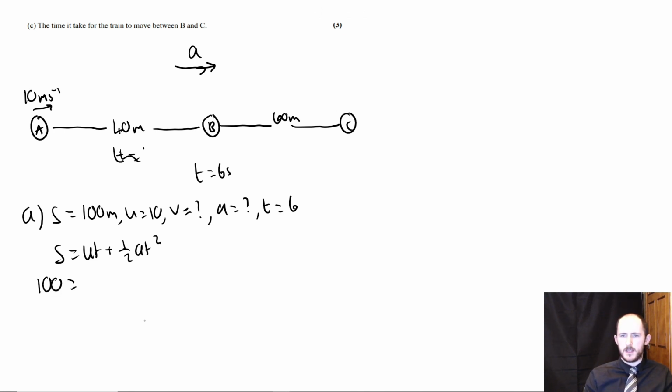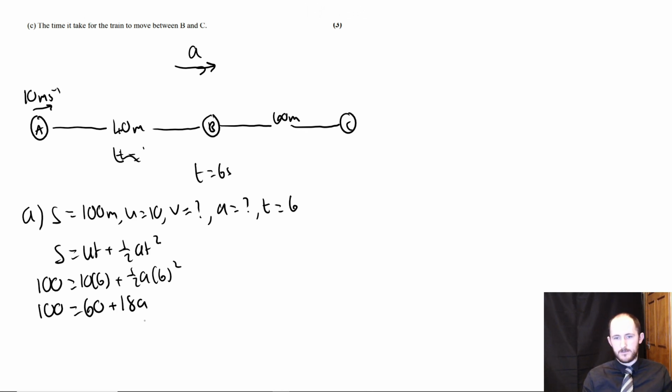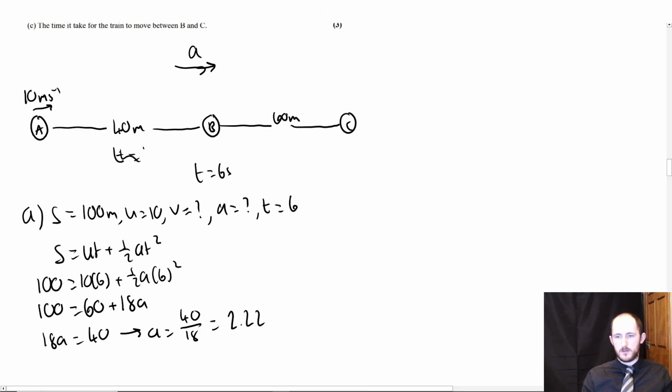So 100 equals 10 times 6 plus half a times 6 squared. So 100 equals 60 plus 18a. So 18a equals 40, which means a is equal to 40 over 18, which is 2.2 recurring, so let's just do 2.22 to 3 significant figures. Again, not too bad once you actually break it down, right?